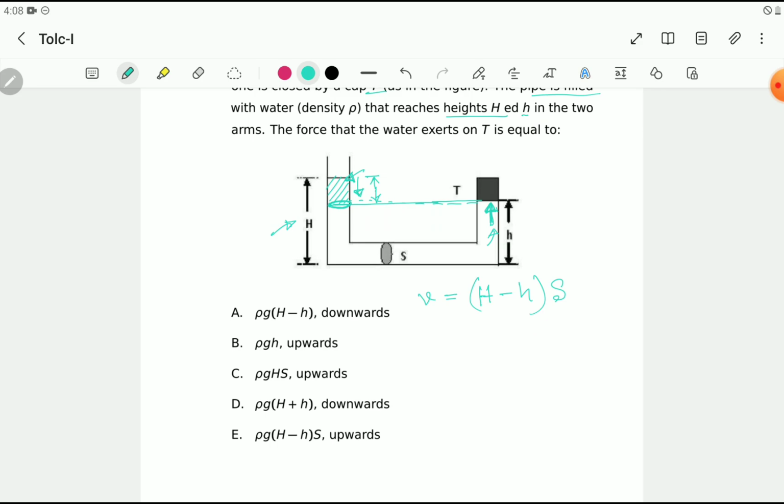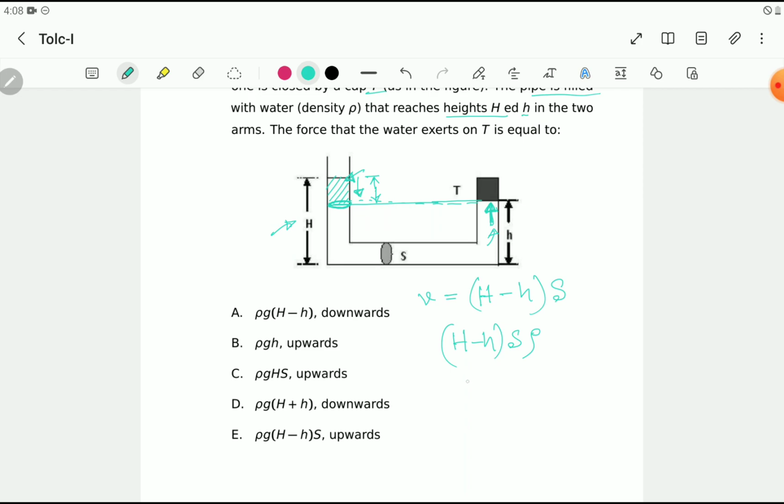Now if we multiply this volume by rho, then we'll get the water content here. So we can simply multiply volume by rho, then we'll get (H minus h) S rho. Okay, so we got the amount of water here.